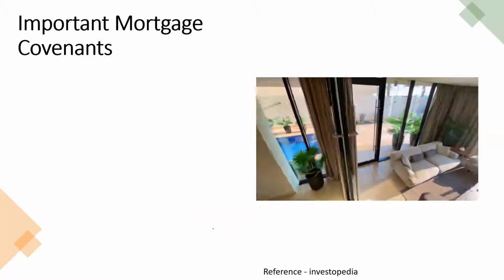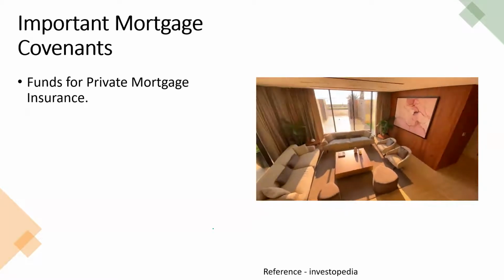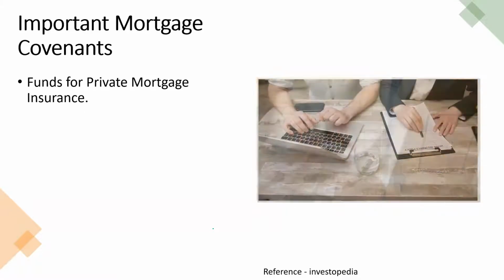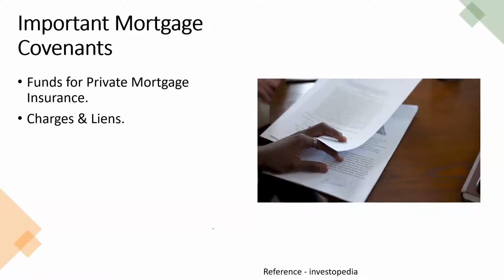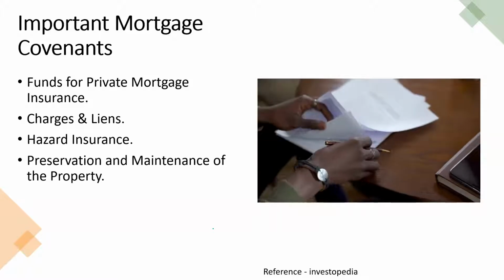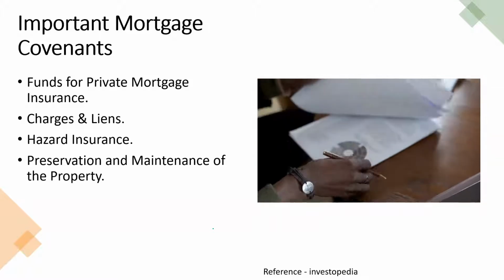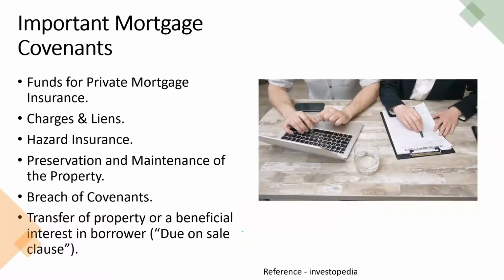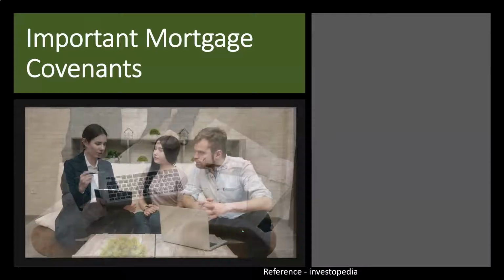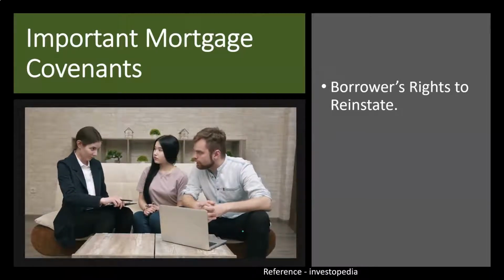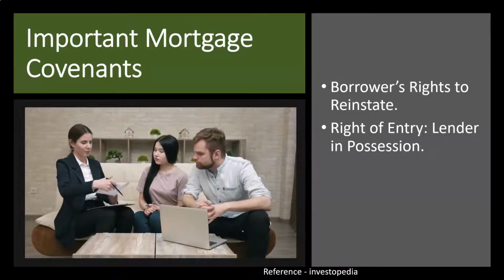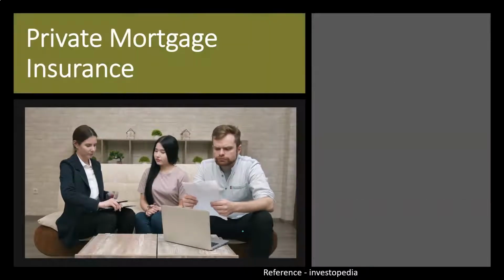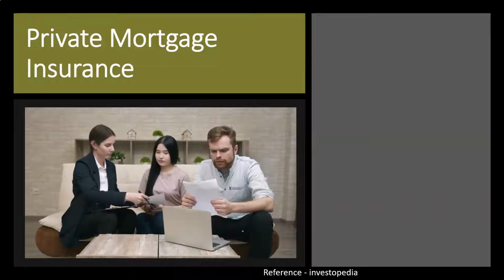The important mortgage covenants. Important mortgage covenants include, and we'll go into some of these in more detail in future slides, so I'll go over them a little more quickly here: funds for private mortgage insurance, charges and liens, hazard insurance, preservation and maintenance of the property, breach of contracts, transfer of property or a beneficial interest in borrower, due on sale clause. Continued here: borrower's rights to reinstate, right of entry, lender in possession, future advances, subordination clause. We'll go into some of those in a bit more detail.